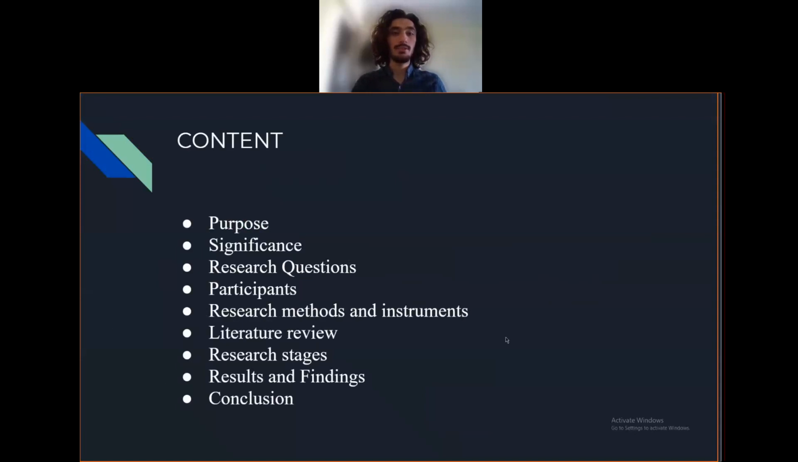The content: the purpose of this research, the significance, research questions, participants, research methods and instruments I used, the literature review where I cited some previous research, research stages, results and findings, and for the sum up, the conclusion.